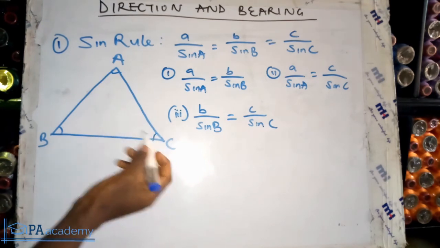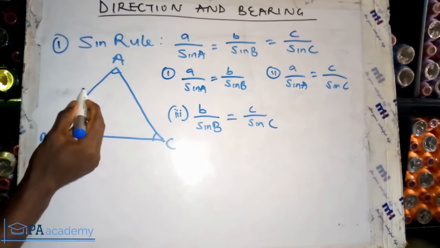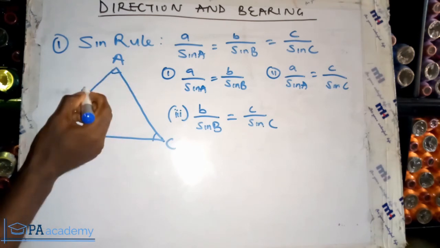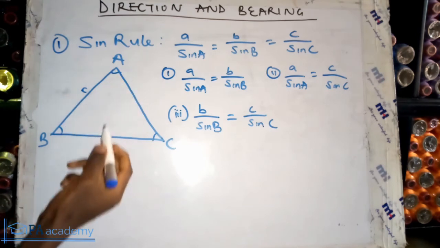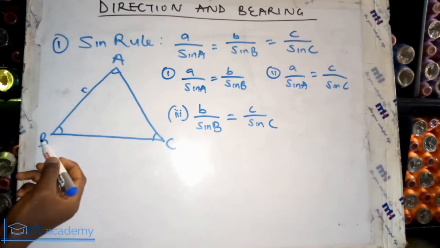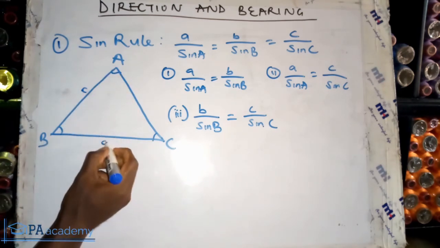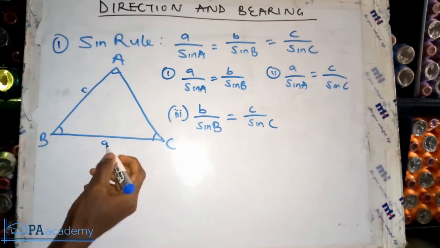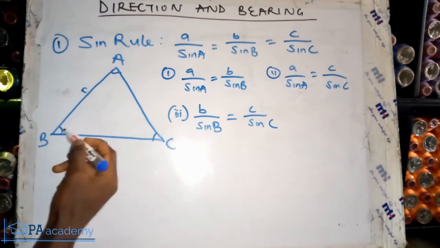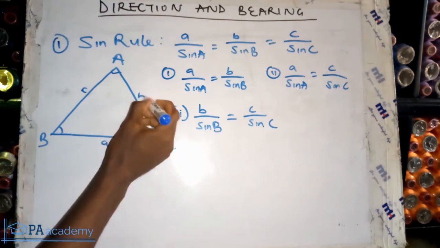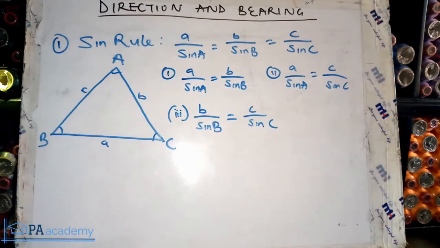Now, the line opposite the angle is represented with the small letter. That means the distance from here to here is represented with small c. If this is angle A, that means the line opposite it, from point B to point C, represents small a. The distance from here to here is a. And from B, the line opposite angle B is what we represent with small b. So that is the application of this formula.